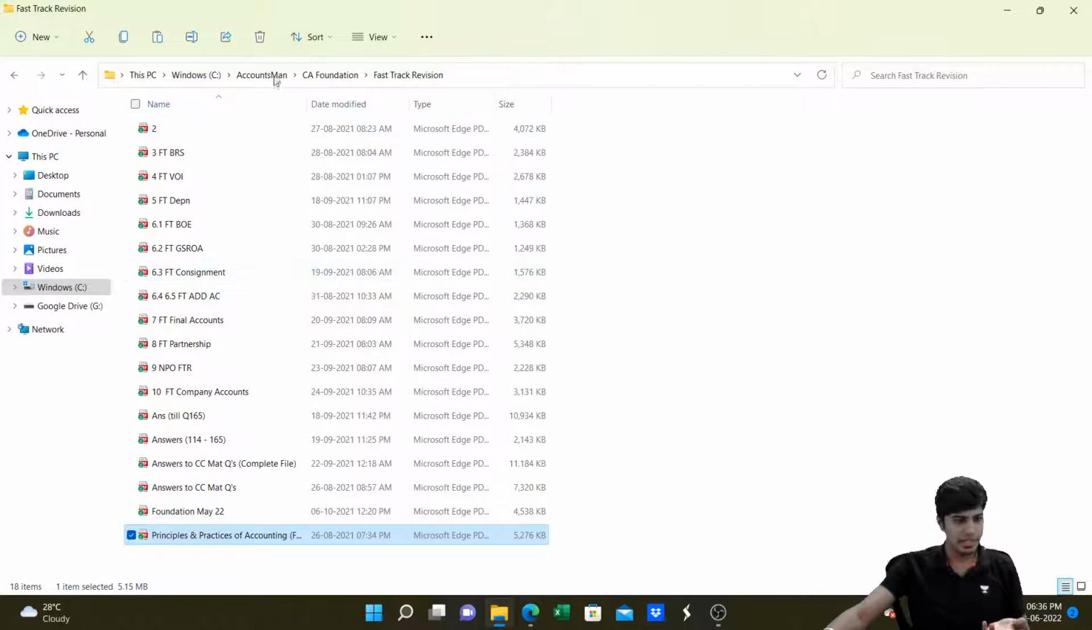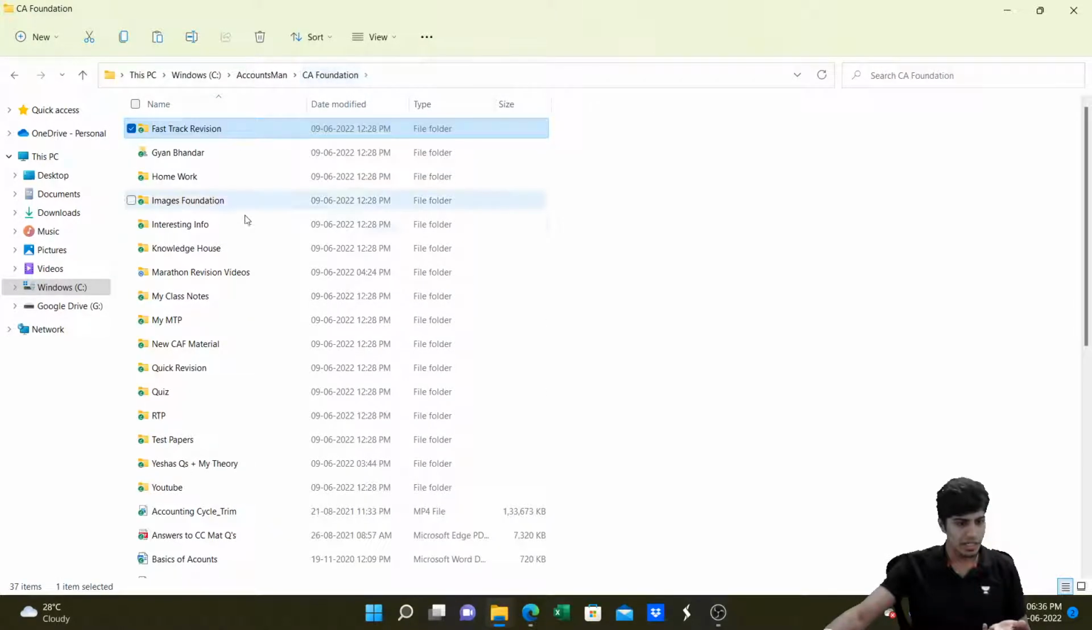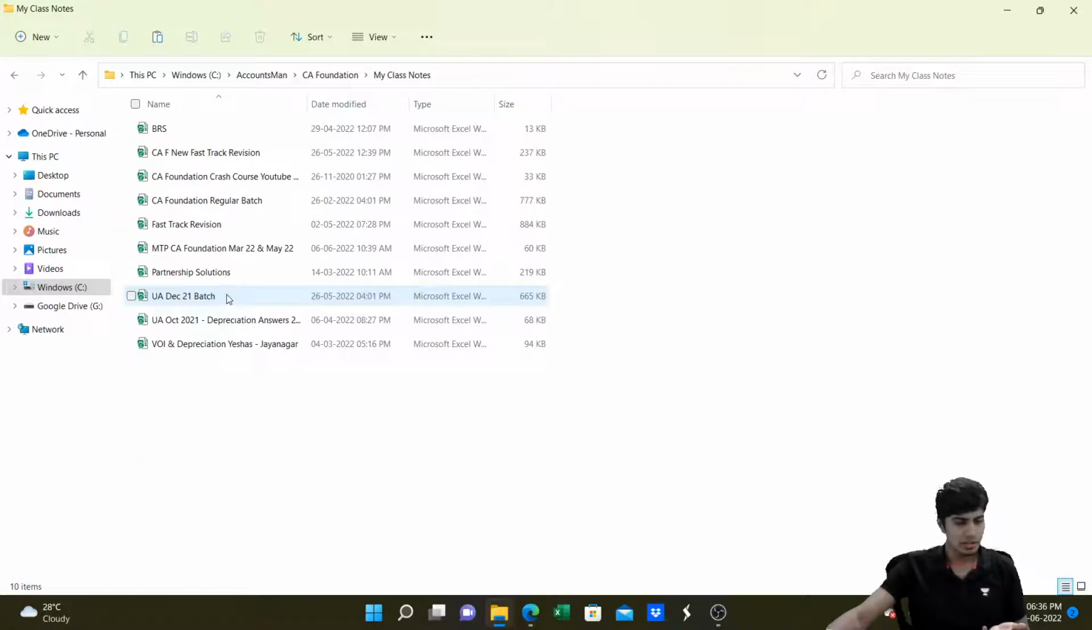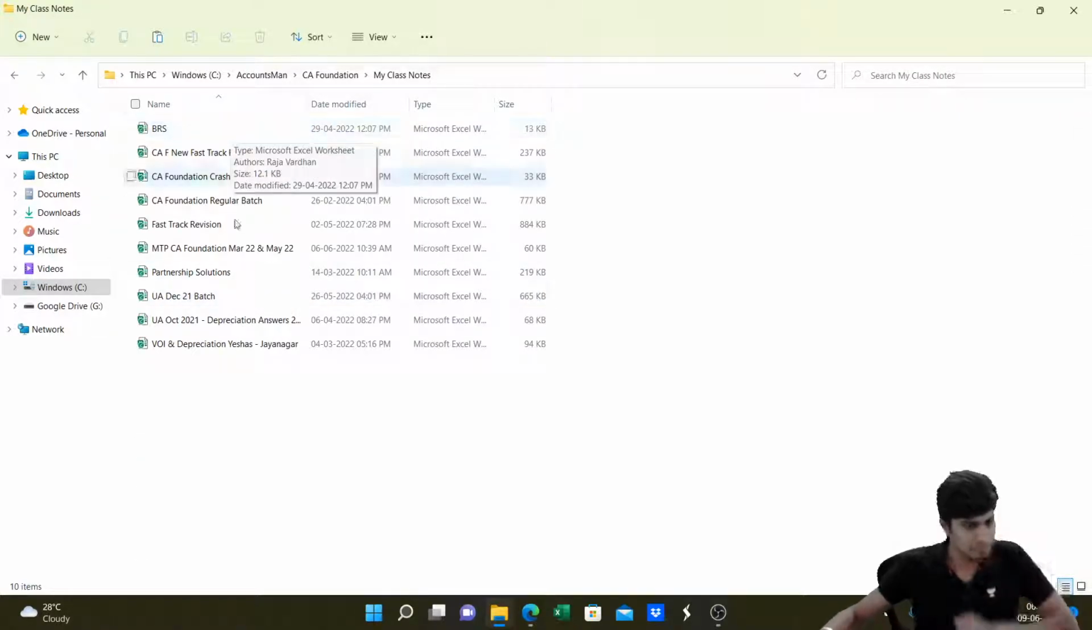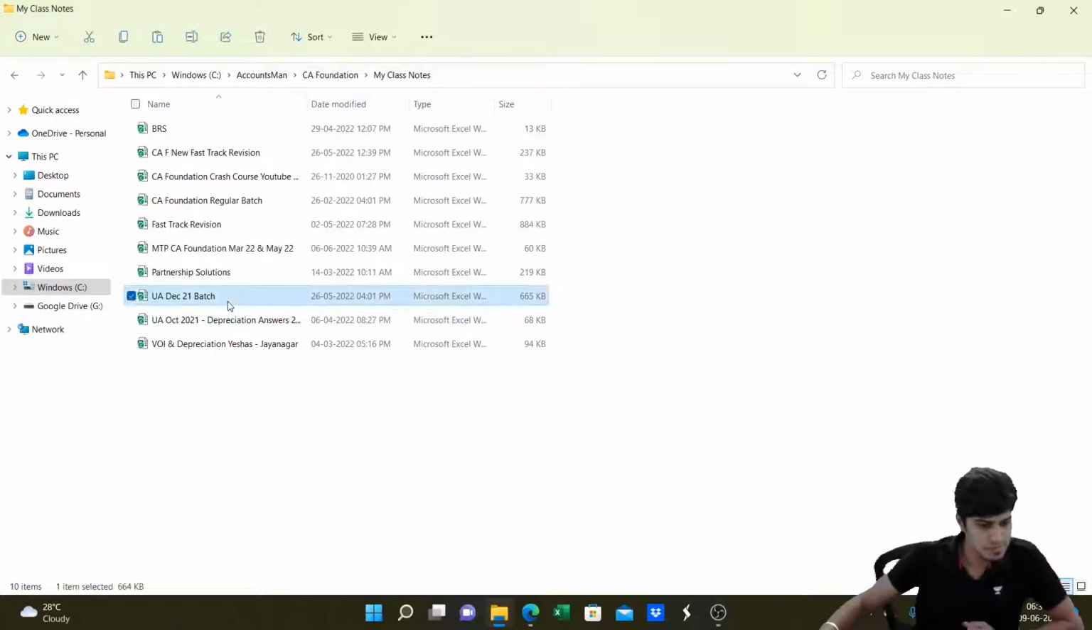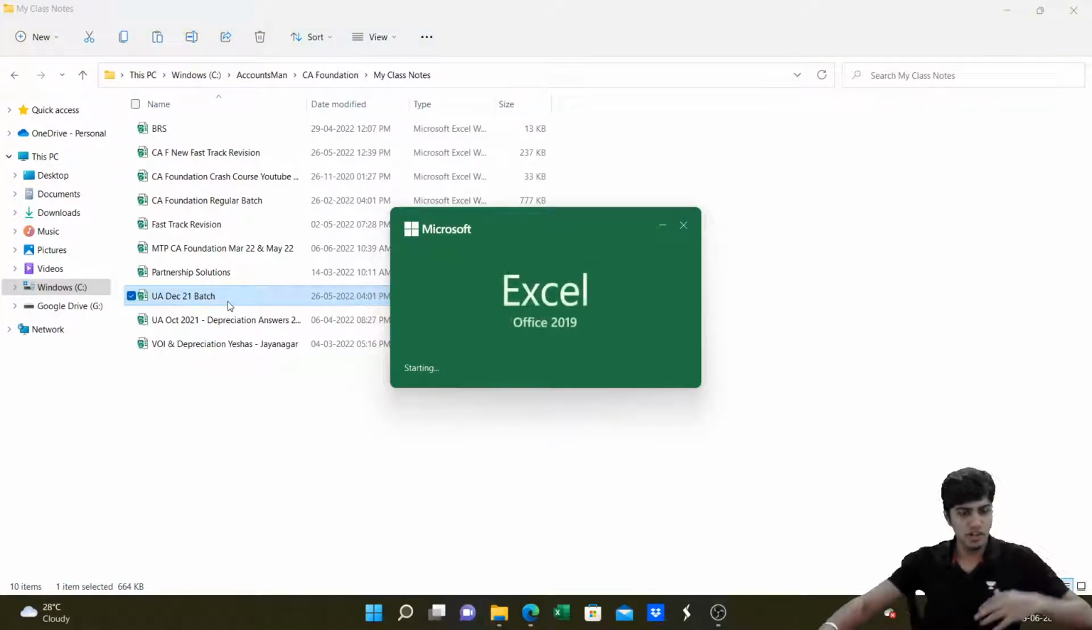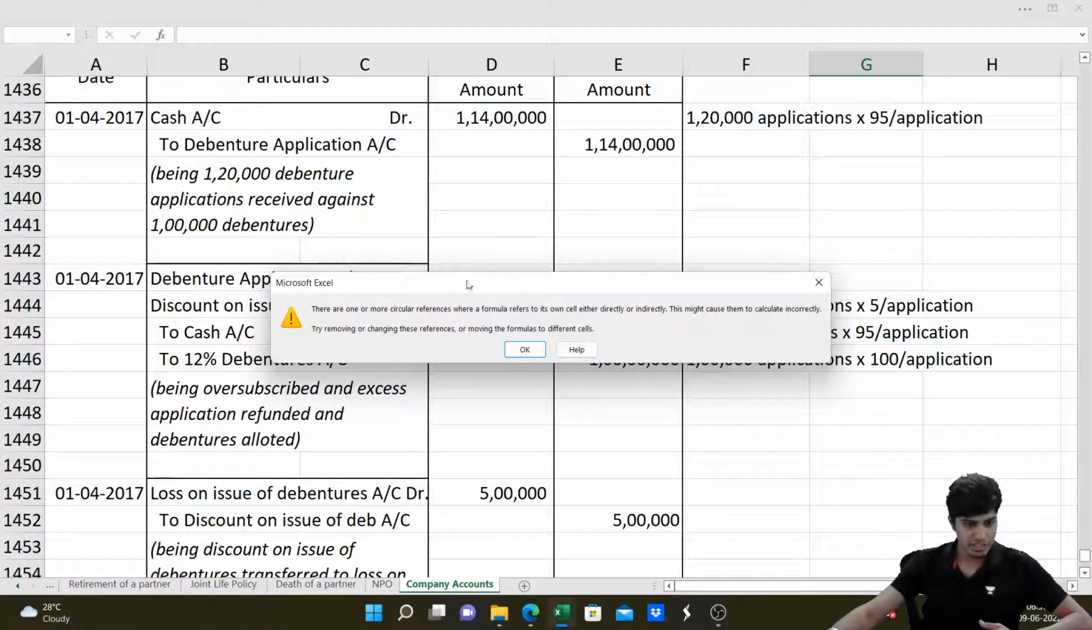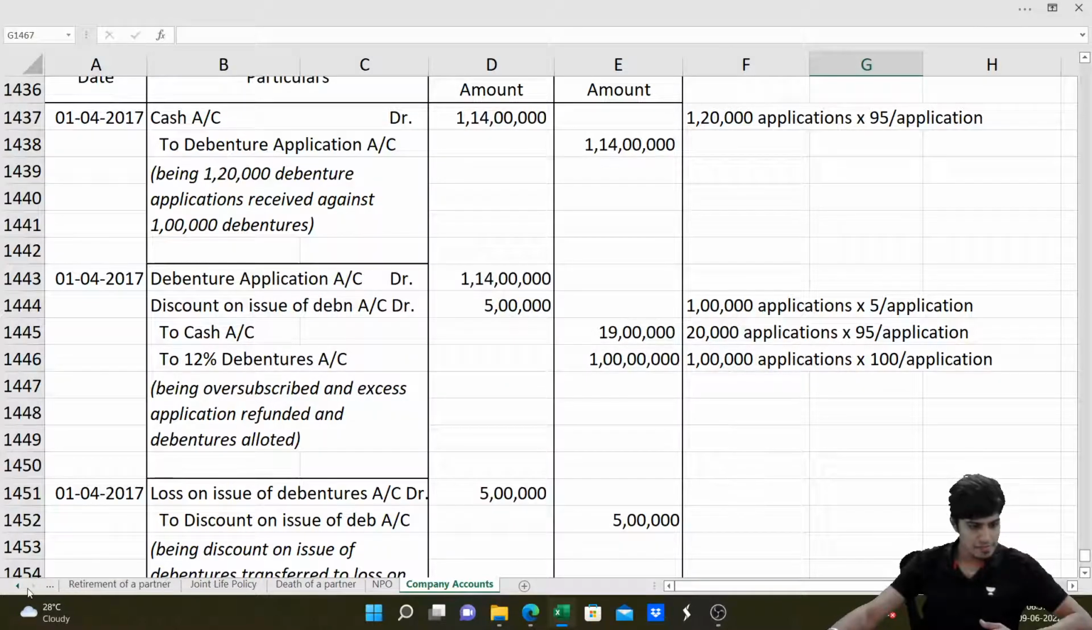I can quickly try and show you how the accounting entries are done in this case. Give me a moment. I have a few sets of entries written in the regular batch. I can show you that file. That will become way too smooth. I can share this file also with you people at a later stage when you are interested.